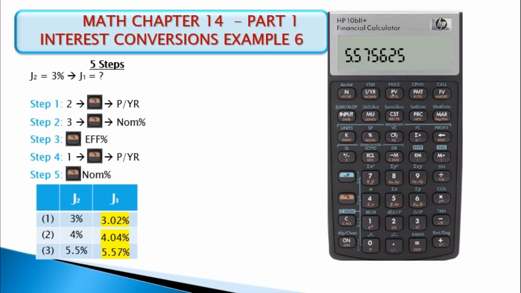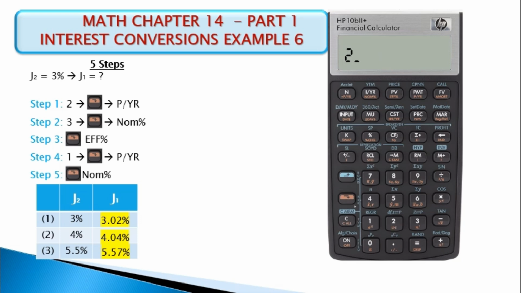Okay. Step 4, what are we looking for? We're looking for J1, so 1. And now what's the answer? 5.57. Okay, so there's 5 steps in conversion, converting a J value of some compounding period to a J value of another compounding period. Okay, so I'll do the first one again for you.